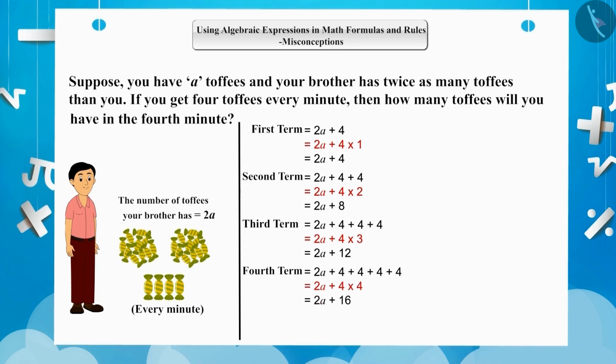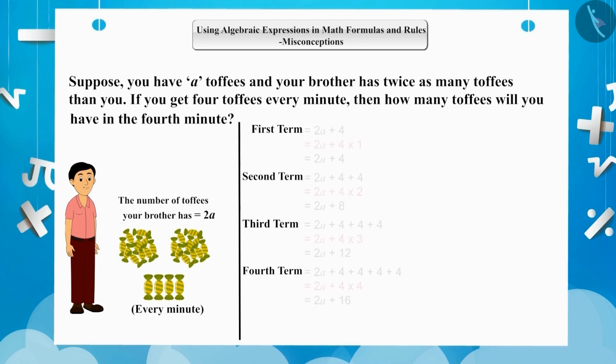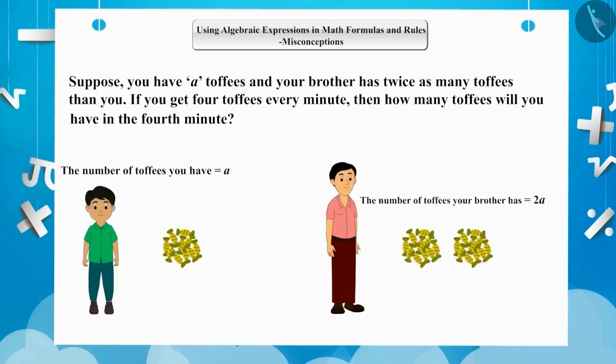Thus, after the 4th minute, the number of toffees your brother will have is 2a plus 16. So we can say that after n minutes, the number of toffees your brother will have is 2a plus 4n. Note that in the beginning, your brother had twice as many toffees as you. But every minute, your brother got the same number of toffees as you, which is 4.